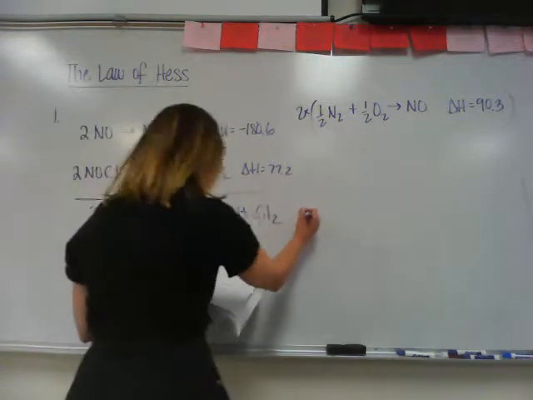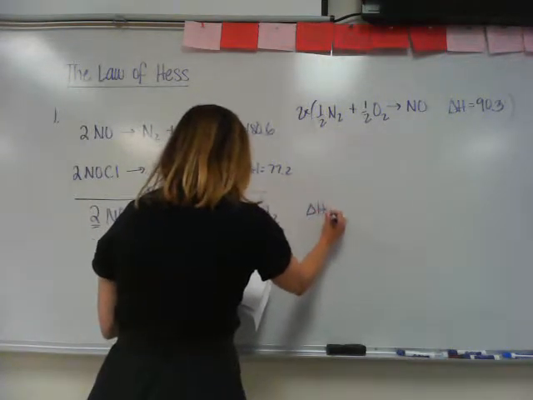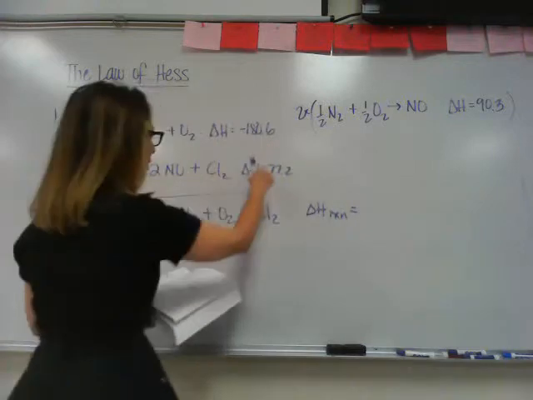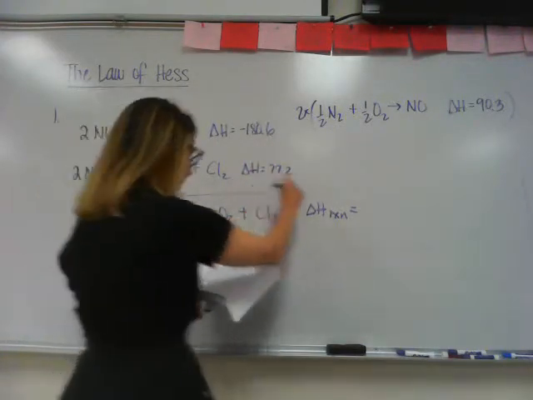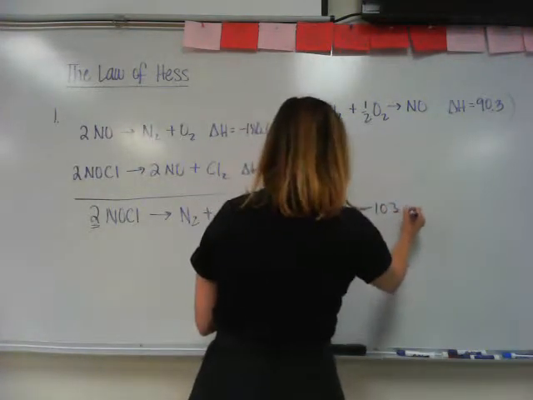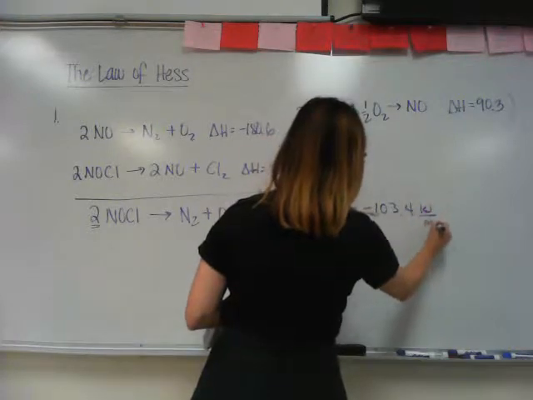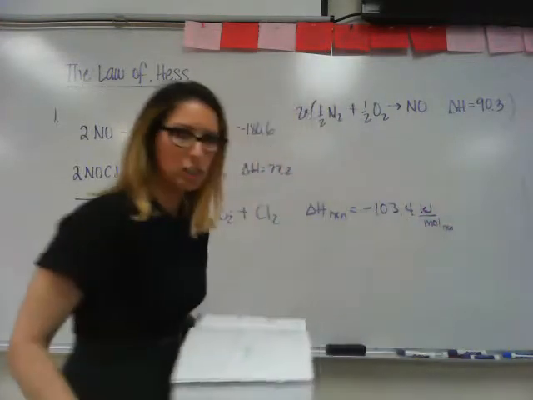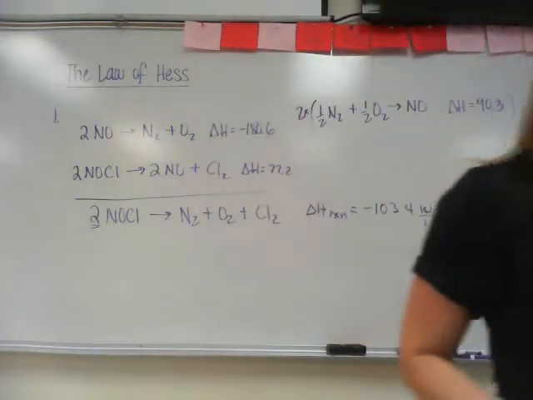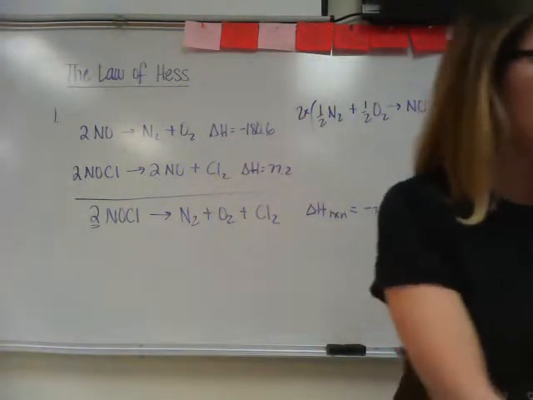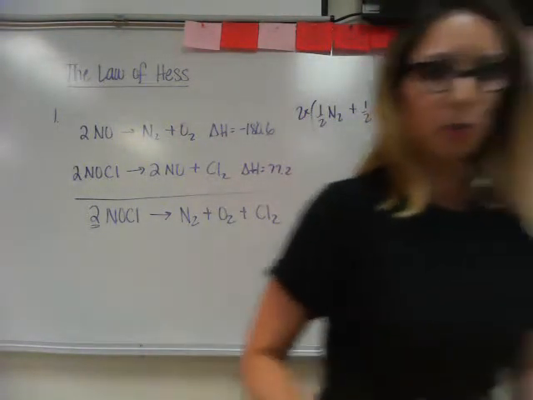So to get the overall delta H of the reaction, you add these two values together, and you're going to get negative 103.4 kilojoules per mole of reaction. Okay? All right, then we go on to number 2.